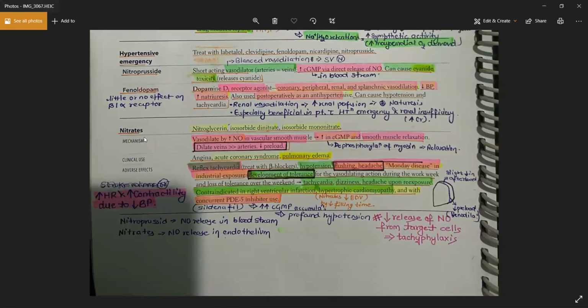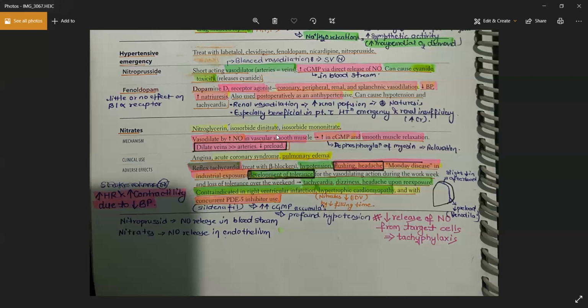Then come the nitrates. Nitrates also release nitric oxide, but especially in the venous smooth muscles. So they mostly cause venodilation and slight arteriodilation. Mainly they decrease the preload and slightly decrease the afterload. The drugs include nitroglycerin, isosorbide dinitrate and isosorbide mononitrate. Nitroglycerin has IV, sublingual and oral forms.